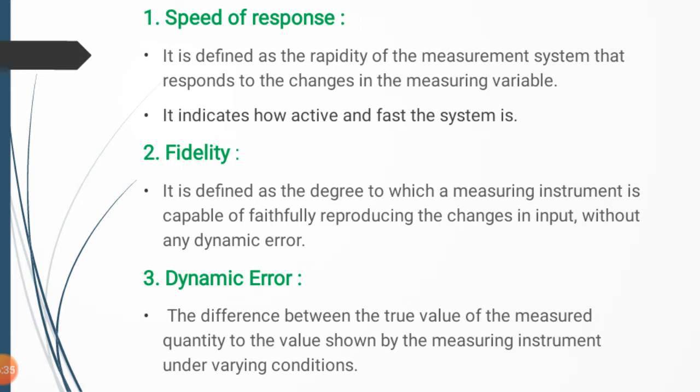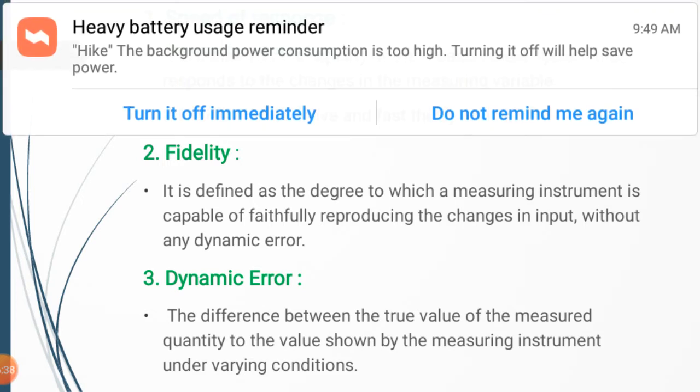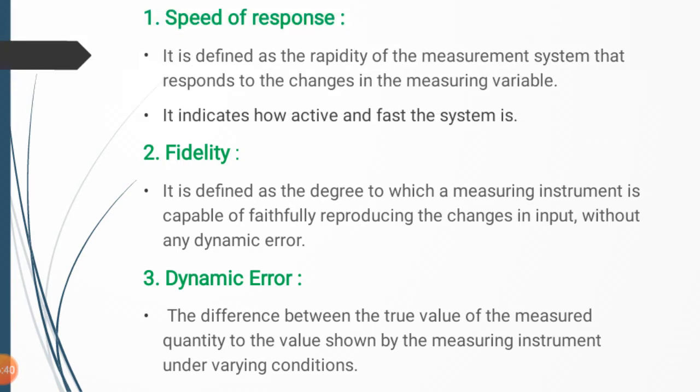True value of the measured quantity means the input. Suppose we have to measure temperature. We have a particular standard value of the temperature, and after performing the experiment we will get some experimental value.